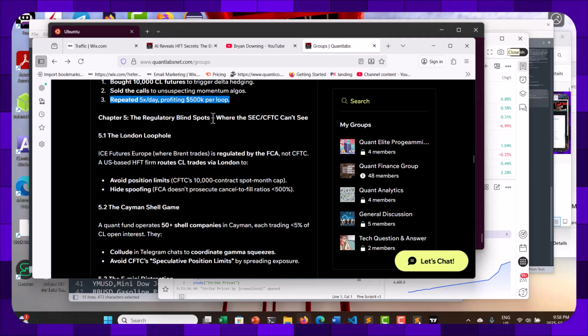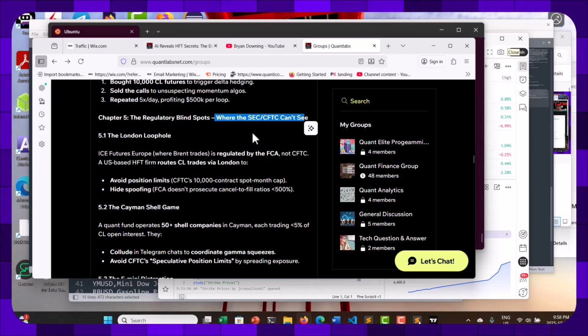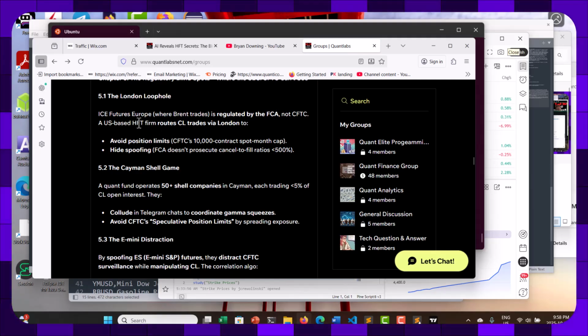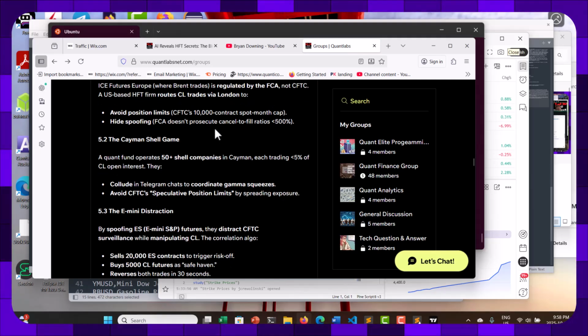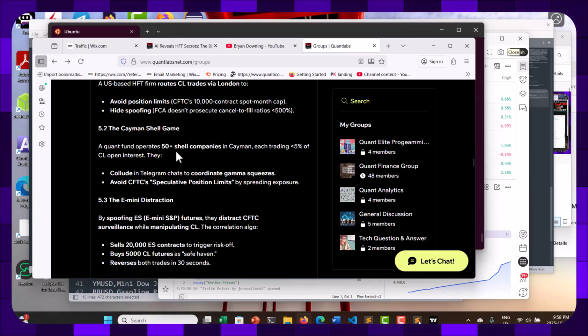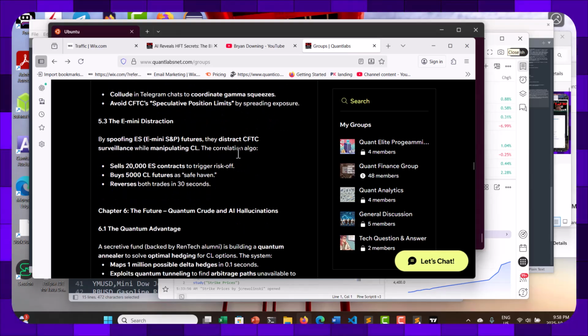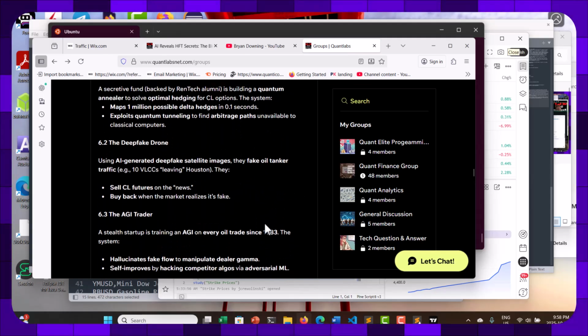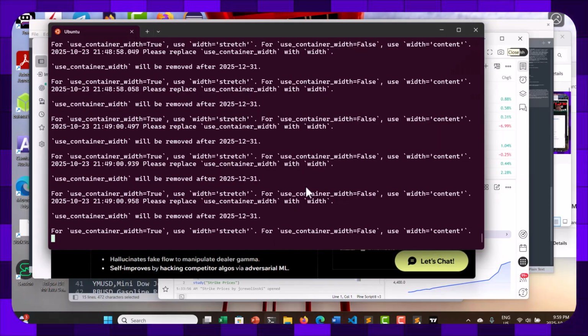So here's what these operators, these HFT firms, try to do: things that the SEC and the CFTC, the regulators, don't see. So here we have ICE Futures Europe, FCA, not CFTC. And they just do questionable things. The Cayman shell game, E-mini distraction. It just goes on and on and on.